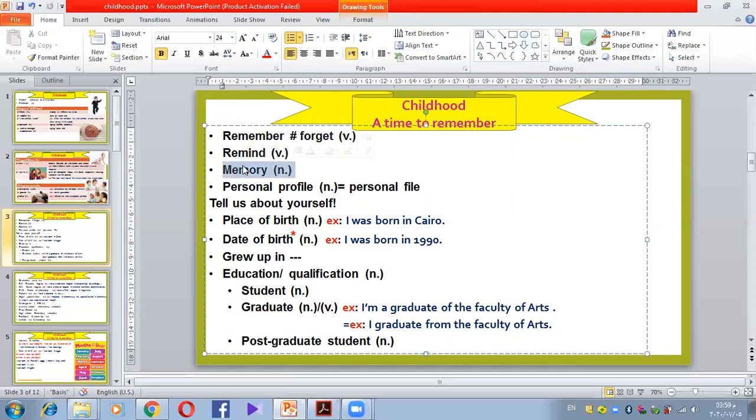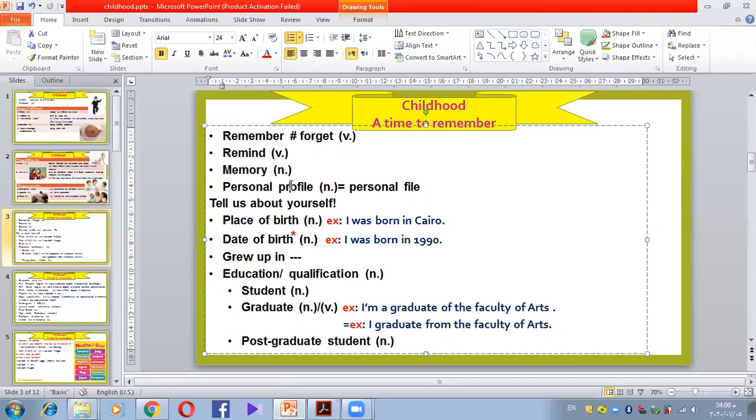Memory is the noun, okay? For example, we have memory, a huge memory. My mobile has, for example, a small memory, where you save or keep things.